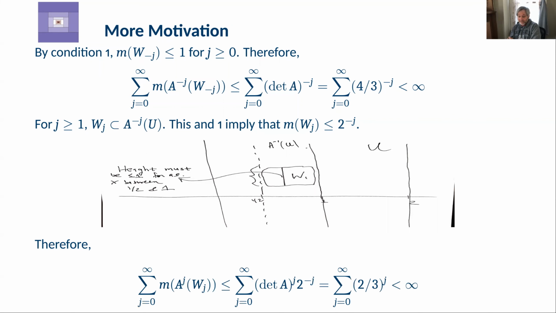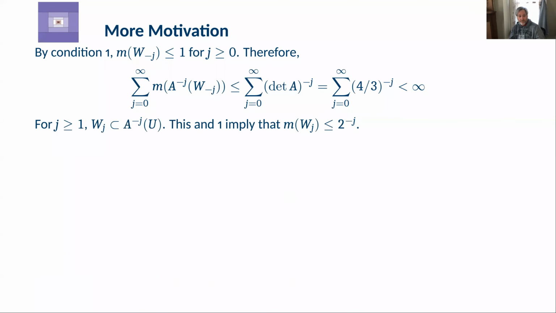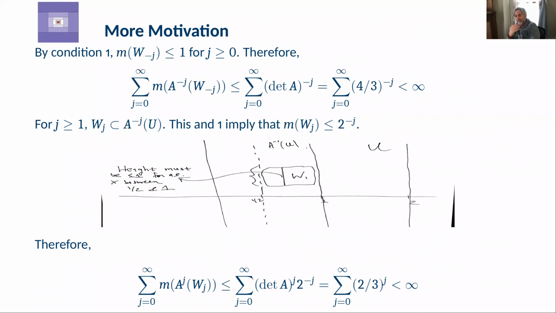And just magically, 2 to the negative j times 4/3 to the j is summable. That's what it boils down to. So this sum is finite, and that's a contradiction, because we were trying to see right here: if it satisfies 1 and the wj's are contained in a to the negative j u, then the sum has to be finite. So we cannot have an infinite sum here.